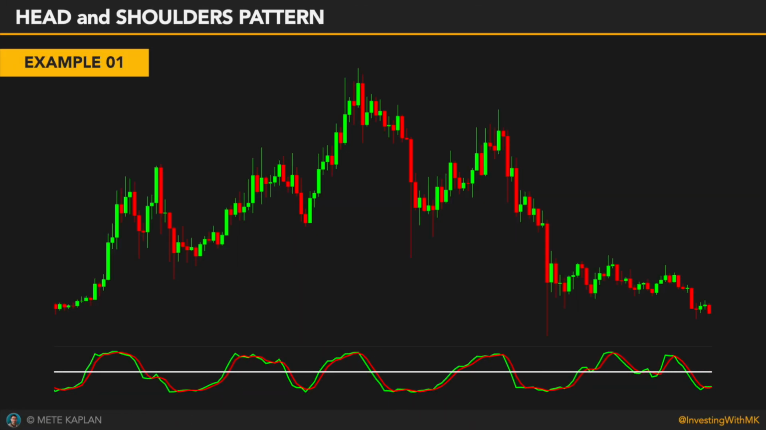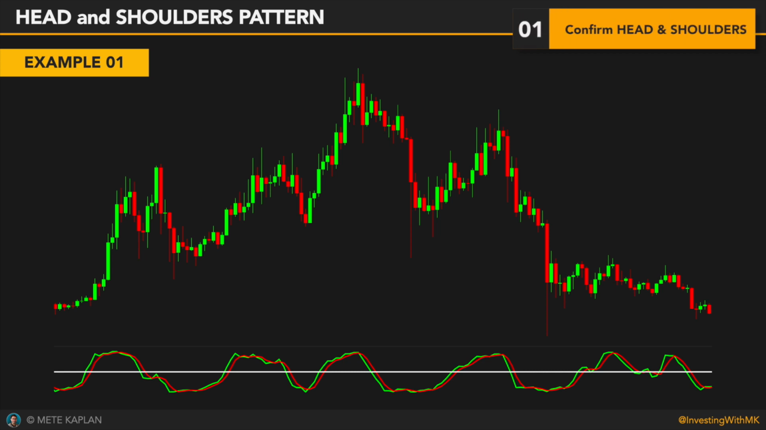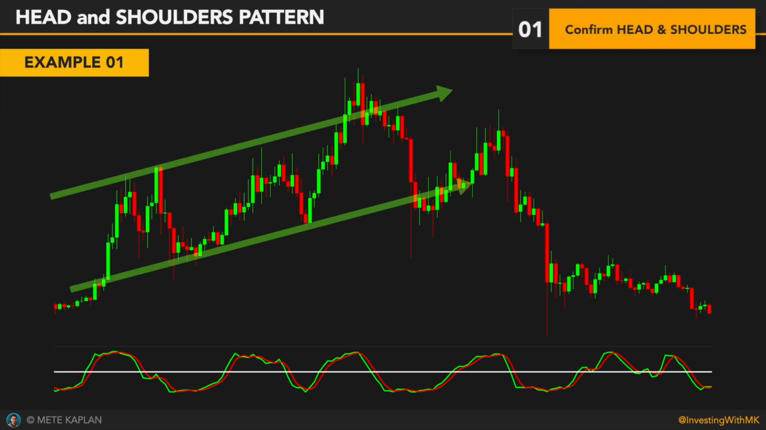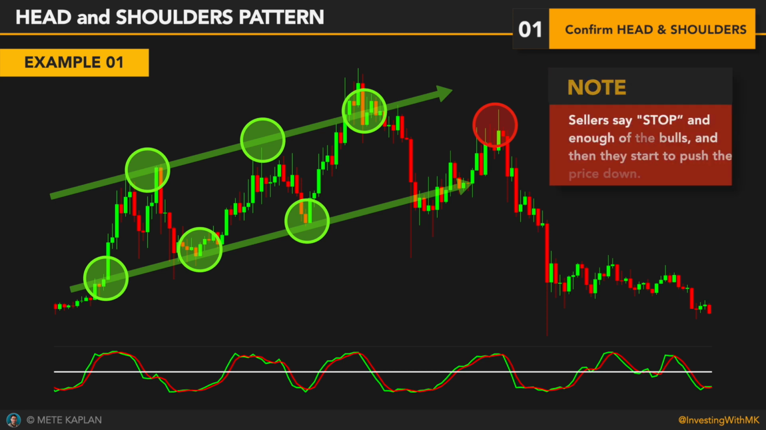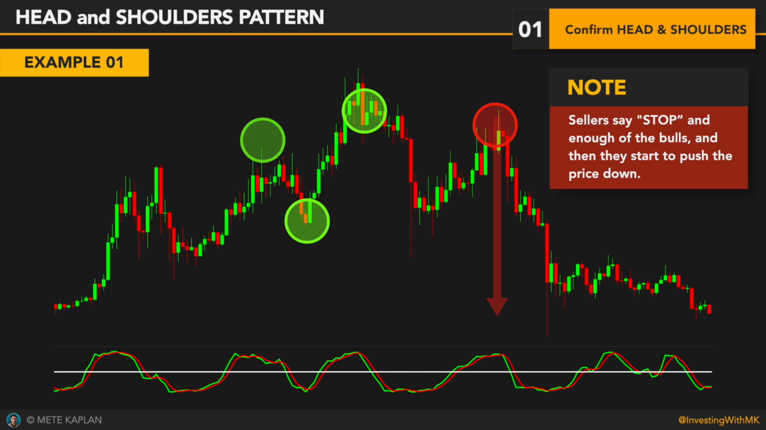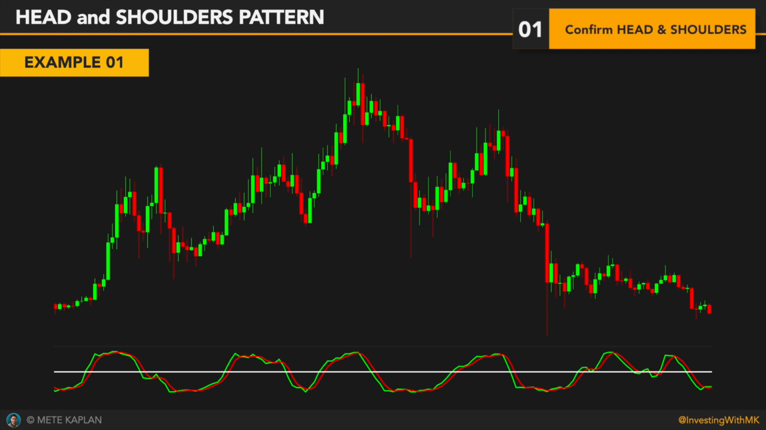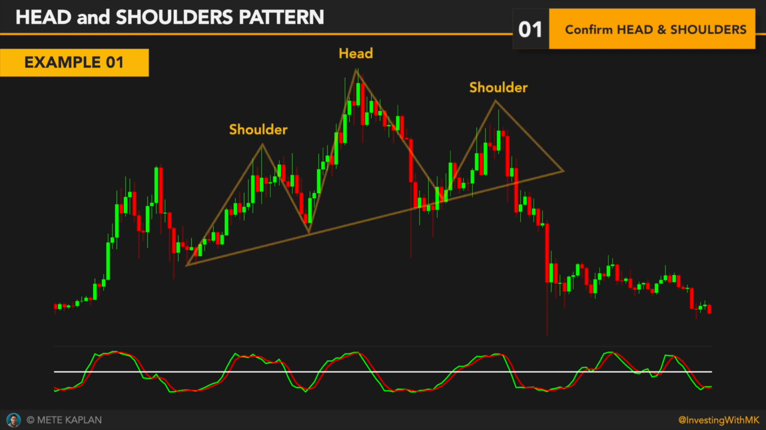Okay, let's check out this example step by step. If you trade inverse head and shoulders, it's exactly the same. Just flip everything. Step 1. Confirm head and shoulders. As you can see on the chart, buyers are in control of the price action with this uptrend, keep making higher highs and higher lows. However, at one point in time, buyers are having a hard time making a new higher high, and it turns to a lower high. This is where sellers say stop and enough of the bulls. And then they start to push the price down. Finally, our head, shoulders and neckline appear, which is the first confirmation of trend change.